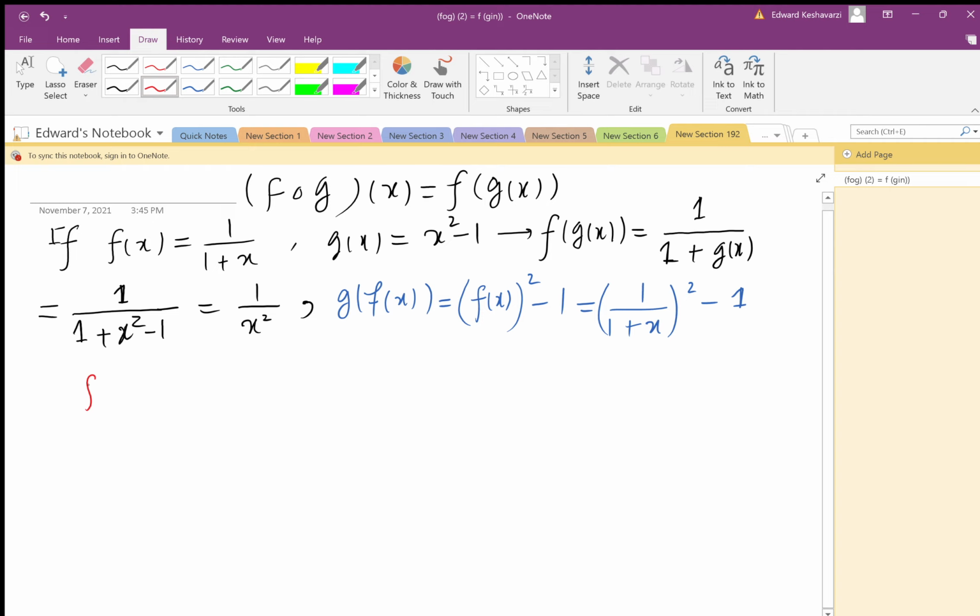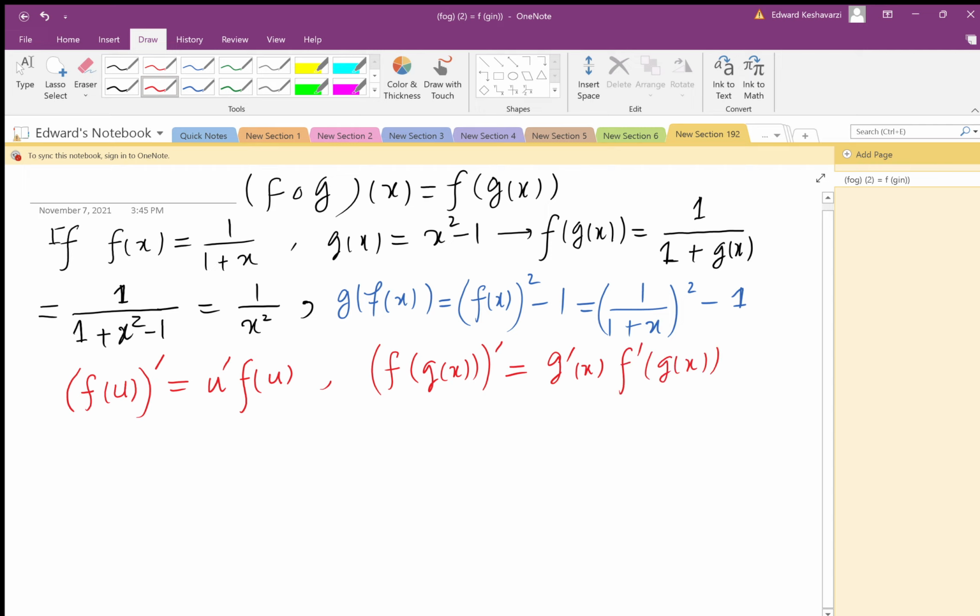So it's simple. F of u prime equals u prime f prime u. And as you know, u is an expression or a function of x. We can also write this as they are same but different notations. So f of g of x prime is g prime x f prime g of x.